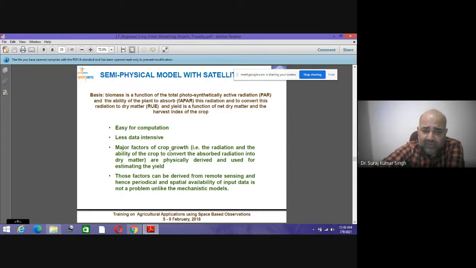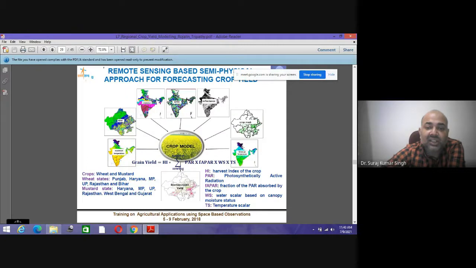Major factors of crop growth depend on the radiation and the ability of the crop to convert the absorbed radiation into dry matter, and these are physically derived and used for estimating the yield. These factors are derived from remote sensing, and can be used for periodical and spatial availability of the input data. And finally, we can use these data sets for different kinds of models.